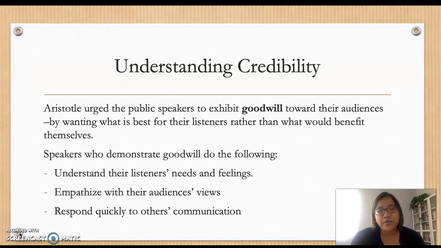These are all important aspects that I really do want you to showcase in your persuasive speech, to show that you understand your listeners' needs and feelings, to show that you empathize with their view, and that you are very responsive towards their needs. You basically try to think about how you can approach this matter the best and respond to whatever it is that they're concerned about. So this is about goodwill as well.